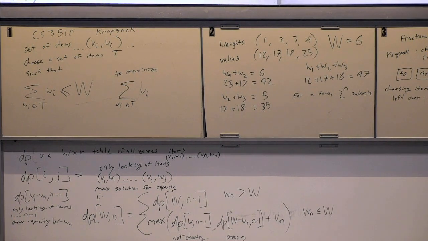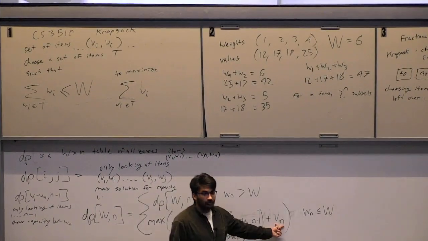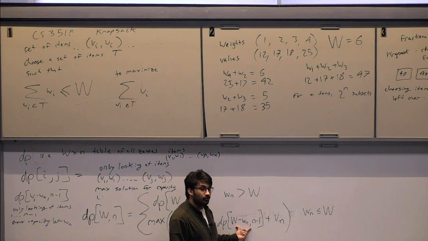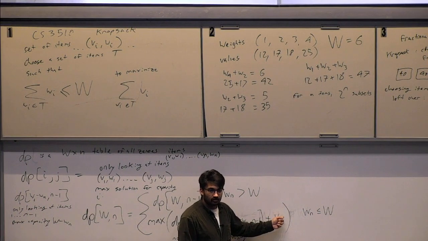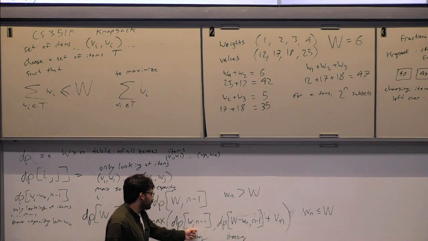Each element of the table is the max value you can earn, right? So let's say you do choose item n. What is the maximum value? The maximum value is the value of the item, vn, but also the max you can steal with your remaining capacity, choosing from the other items. So this is choosing from the other items, and this is choosing item n. This term is considerate of you choosing the item. This term is considerate of not choosing the item.